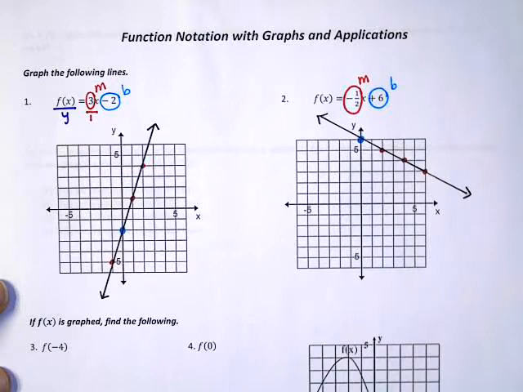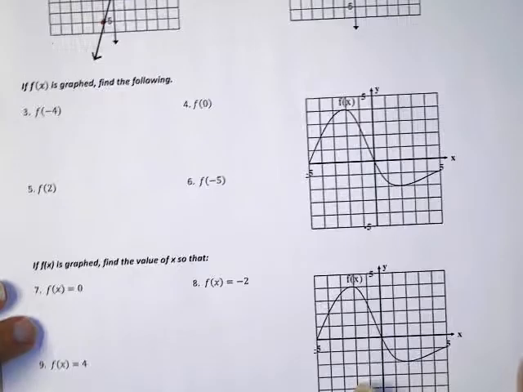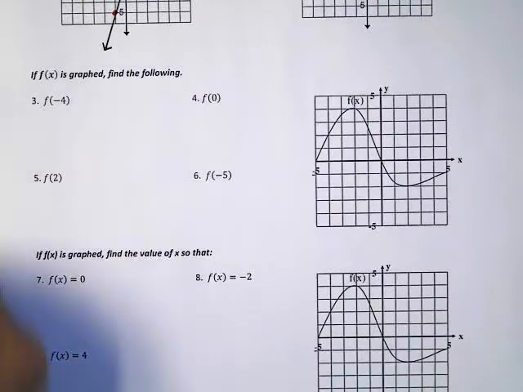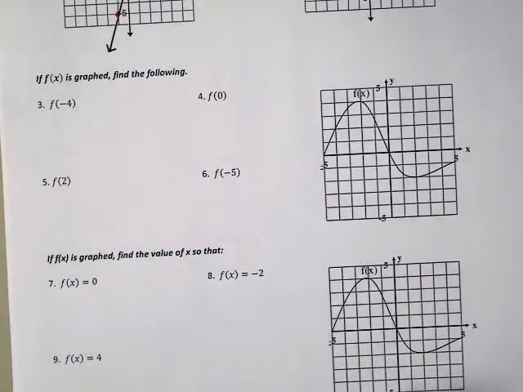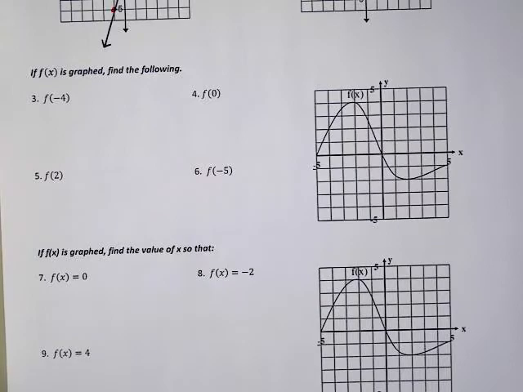Another way we could use function notation is to find values on a graph. So if f of x is graphed, so I've already given you a graph here, find the following. The first one says find f of negative 4.